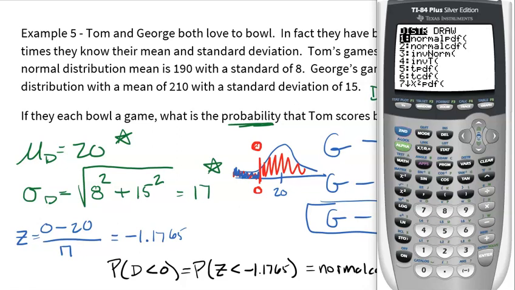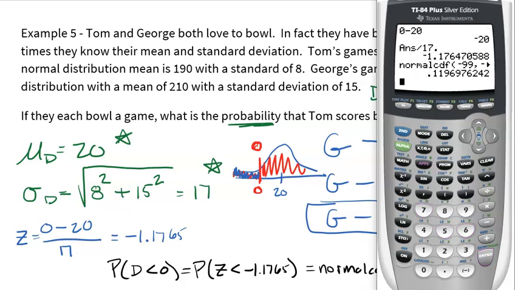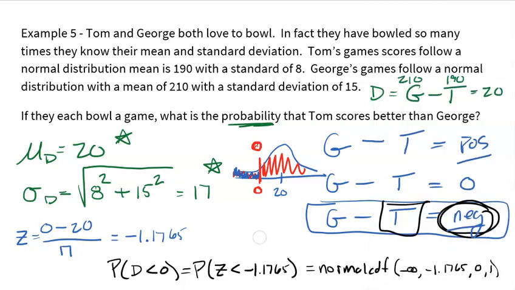All right, so here I go. Second VARS, normal CDF. I'm going to start at negative 99. That's really, really low. And I'm going to go to the negative 1.1765 z-score that's represented by a difference of 0. And I get a probability of 0.1197. So not unlikely at all.